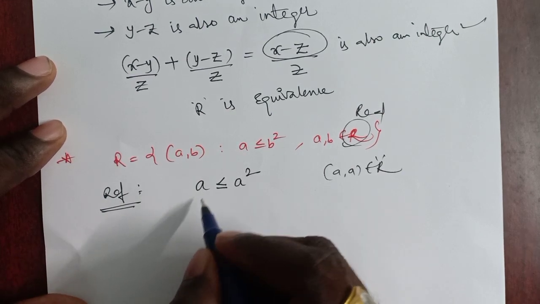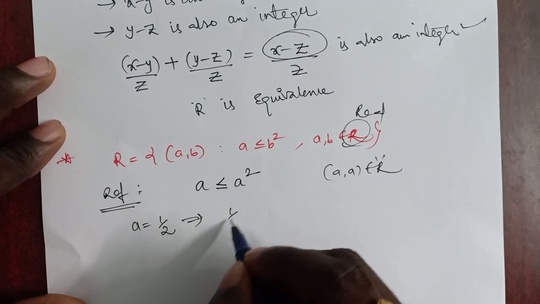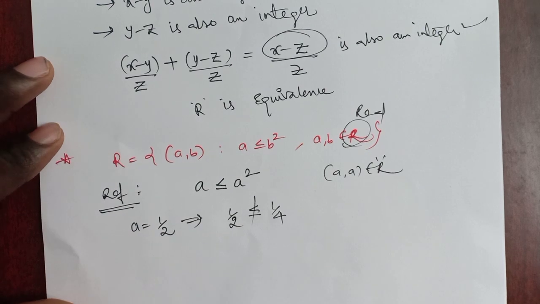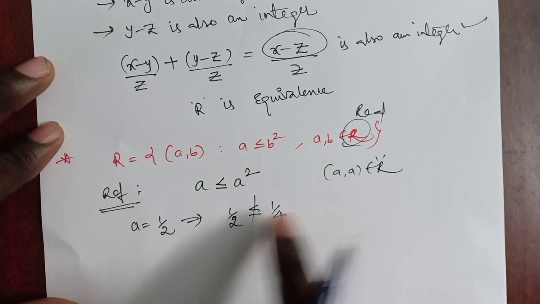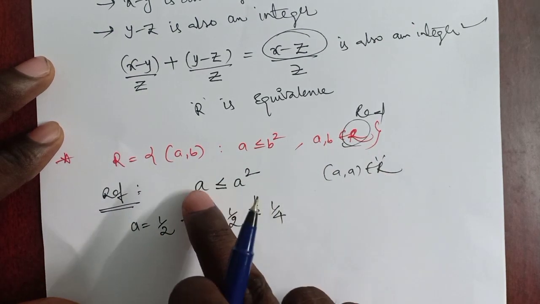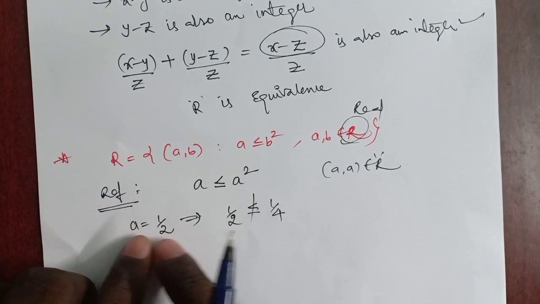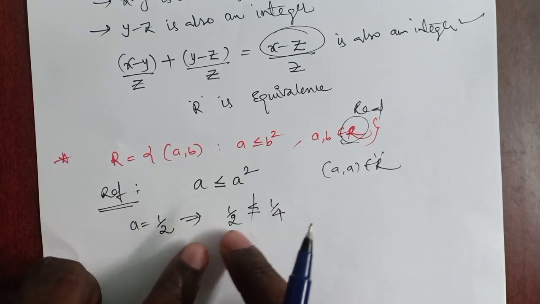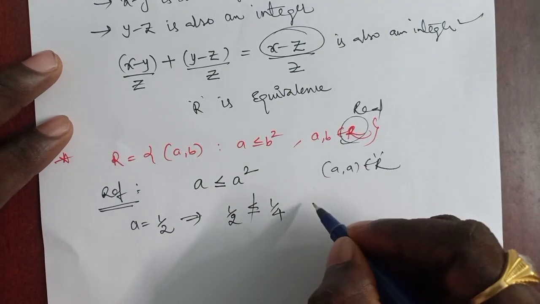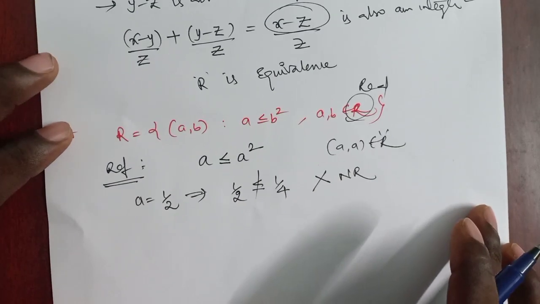But coming to the fractional values, suppose I take a equal to 1 by 2, then what we get? 1 by 2 less than or equal to 1 by 4. Is it true? No, it is false. So clearly it does not satisfy fractional values. For every real, this condition should be satisfied, but it does not satisfy for a equal to 1 by 2. So the given condition is not satisfied, so it is not reflexive.